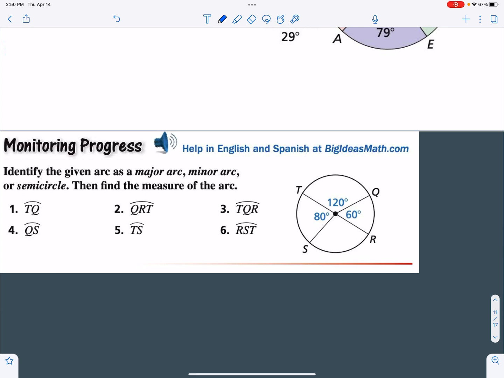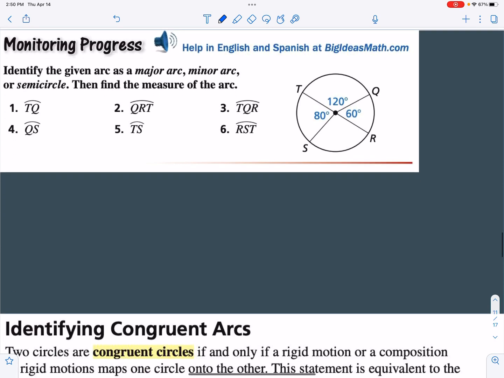I'll be checking for these 6 in your notes. Make sure you take the time to pause the videos, but we have 1 through 6 here that I'd like you to go ahead and answer. Again, make sure you identify minor, major, or semicircle on these because you'll be asked to do that on your quiz as well.